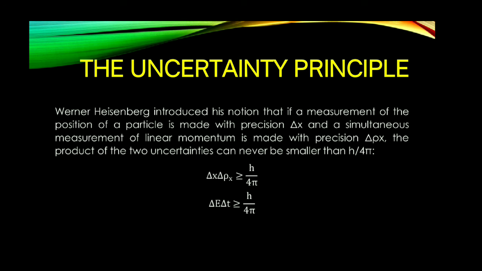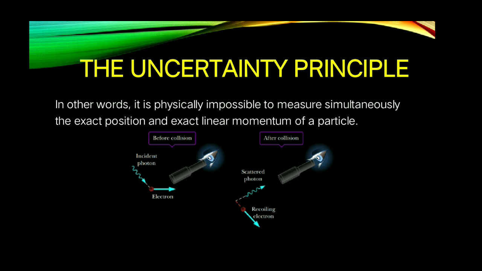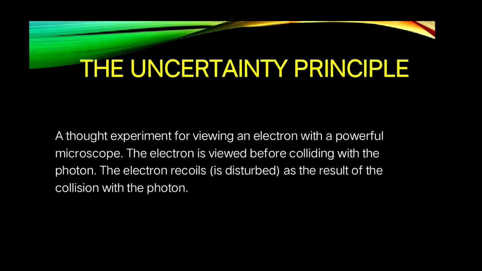Werner Heisenberg introduced the notion that if a measurement of the position of a particle is made with precision Δx and a simultaneous measurement of linear momentum is made with precision Δpx, then the product of the uncertainties has a lower limit. In other words, it is physically impossible to measure simultaneously the exact position and exact linear momentum of a particle. Consider an experiment for viewing an electron with a powerful microscope: the electron is viewed by a photon, and the electron recoils as a result of the collision with the photon.